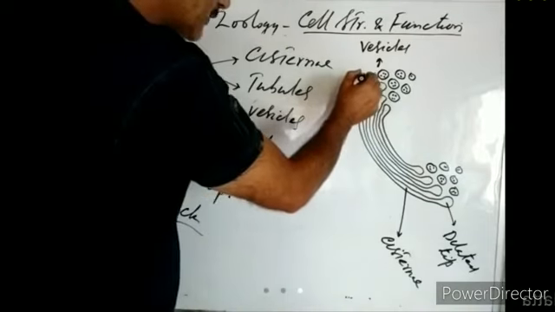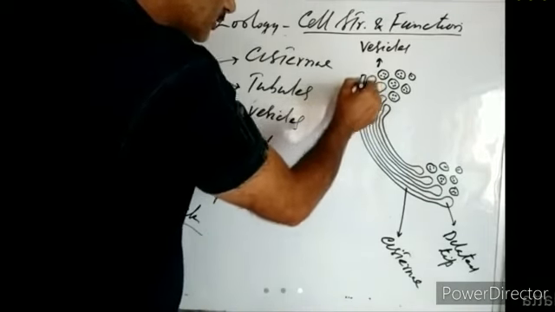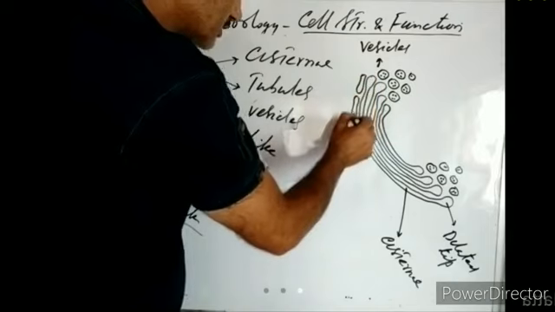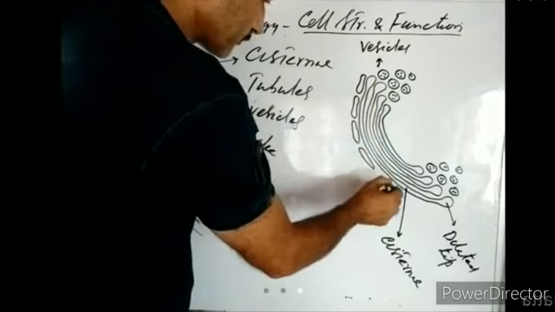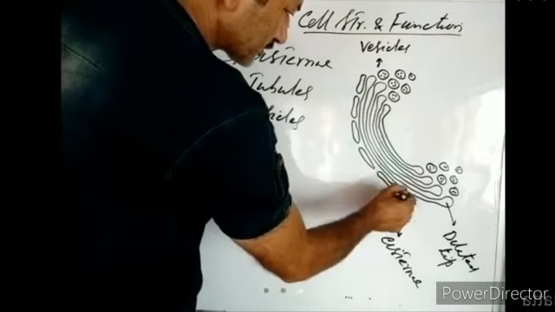Then these cisternae may be followed by short structures which join together to form a cisterna. These are cisternae in formation.